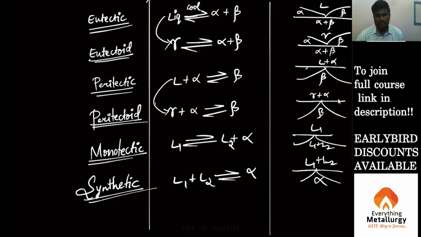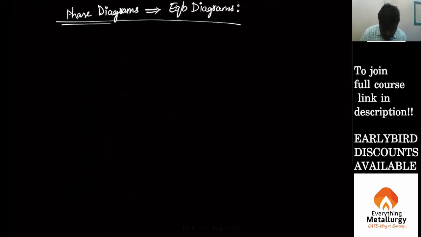Now, as I just discussed, what will be my equilibrium? Phase diagrams are called equilibrium diagrams. So what is the governing factor? For any equilibrium, the governing factor or the driving force is the Gibbs free energy, that's delta G. You must be knowing by now. So how is delta G affecting my compositions or the equilibrium? Equilibrium is linked with my composition.